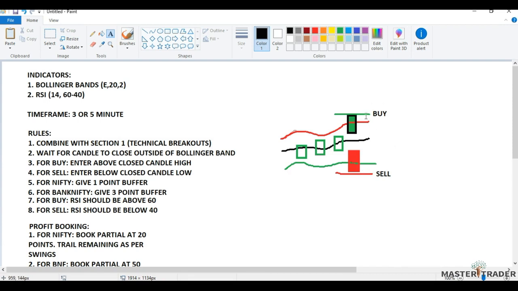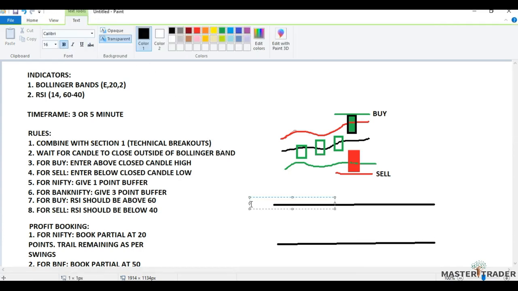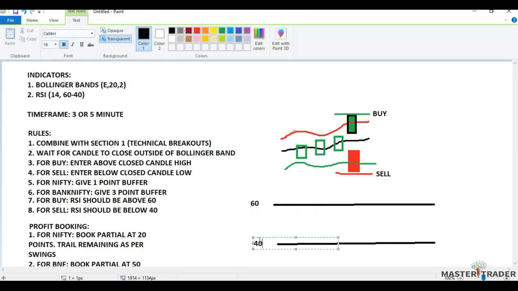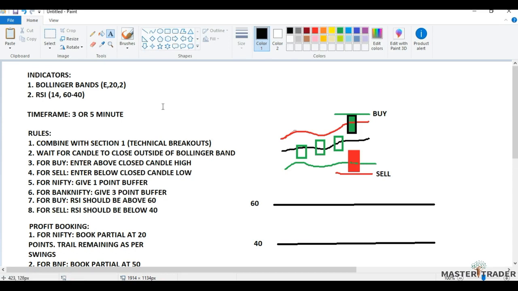Okay, now along with this, guys, as we can see, we have RSI. And for RSI we gave 2 ranges. The upper range we gave as 60, the lower range we gave as 40.